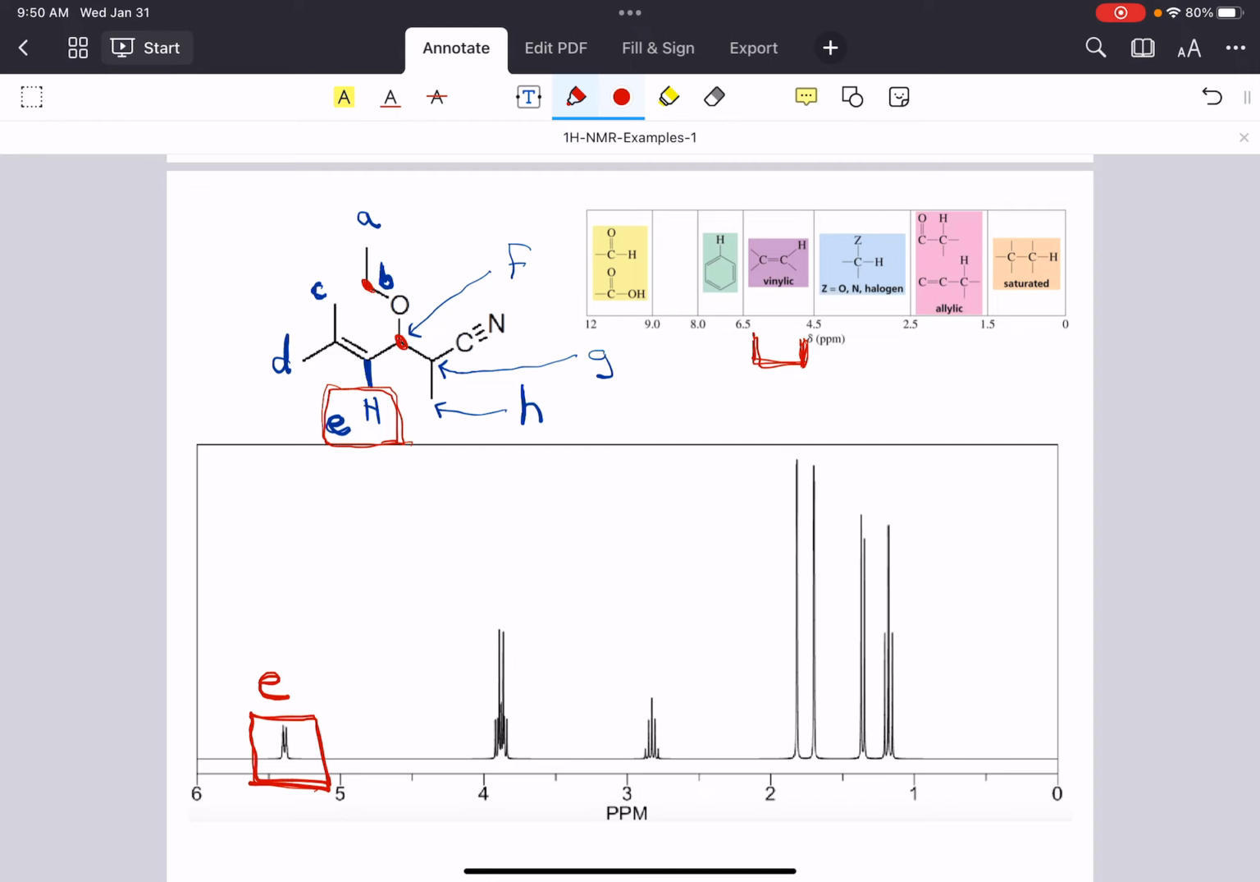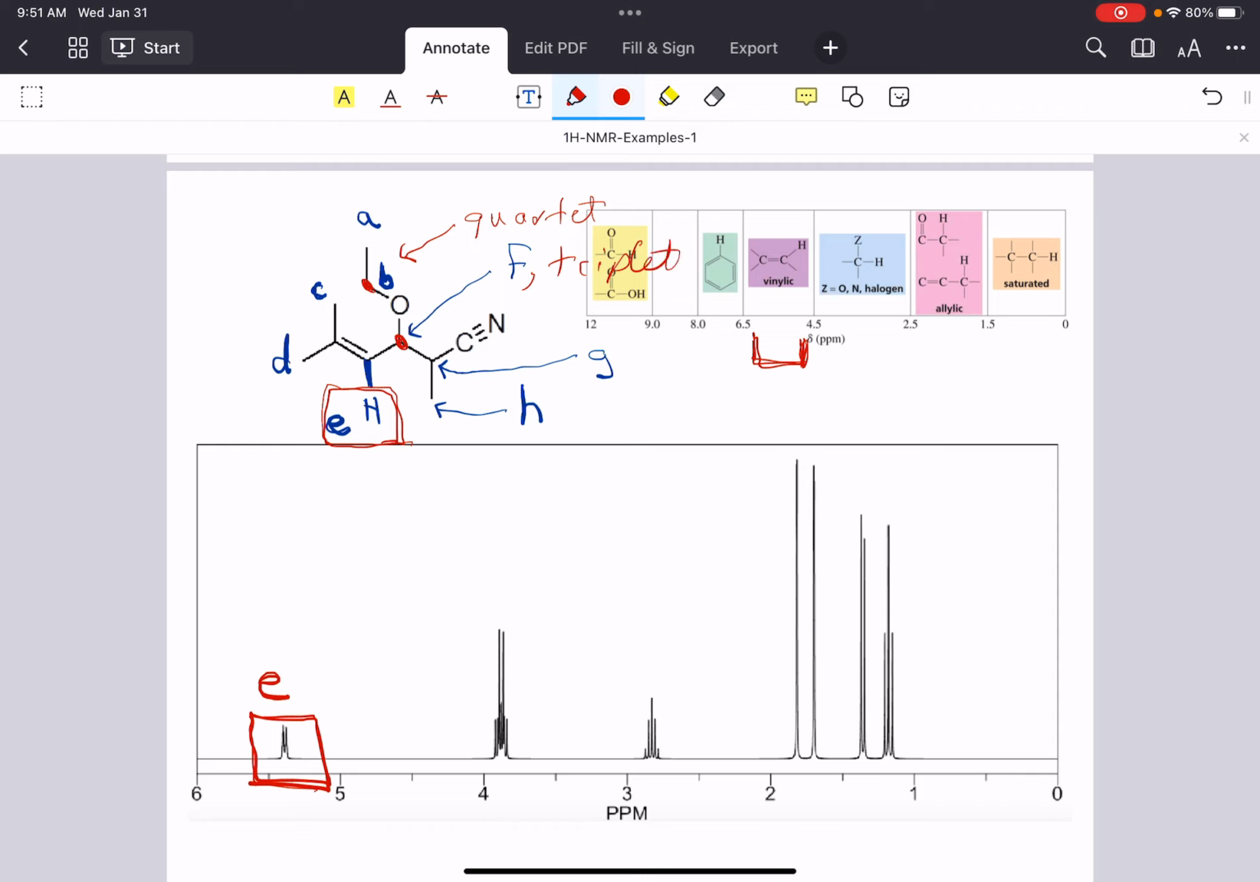Now let's look at the splitting pattern we would expect for each one of those. B has 3 hydrogen neighbors on carbon A, so I would expect that to show up as a quartet. Typical of what we would expect for a CH2 attached to a CH3. F is a little bit more complicated. It has hydrogen E on its left and it has hydrogen G on its right. So it's got 2 neighbors, so I would expect F to arise as a triplet.